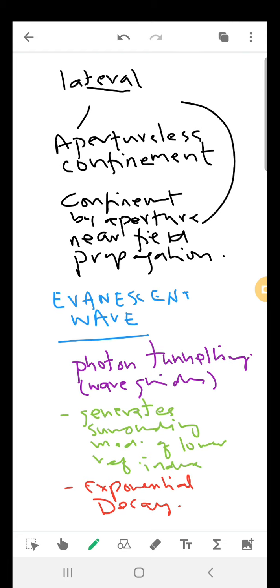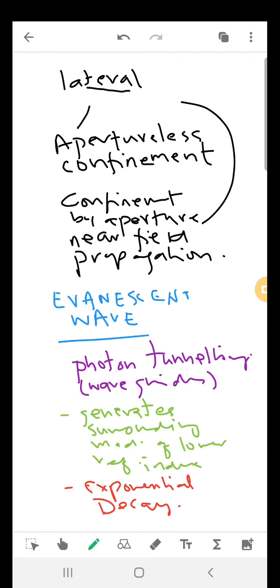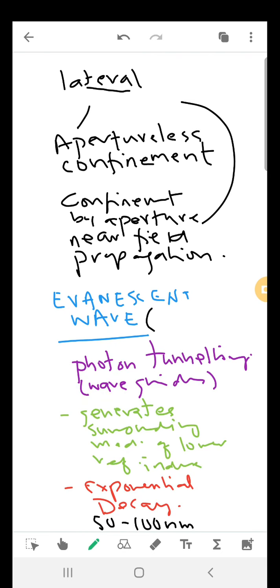This decay extends up to 50 to 100 nanometers, and can be used to induce nanoscale optical interactions. And these evanescent waves are mainly used in fluorescent sensing with near surface selectivity. So typical use is in fluorescent sensing.